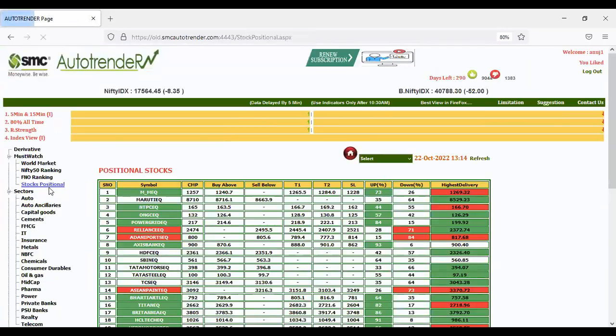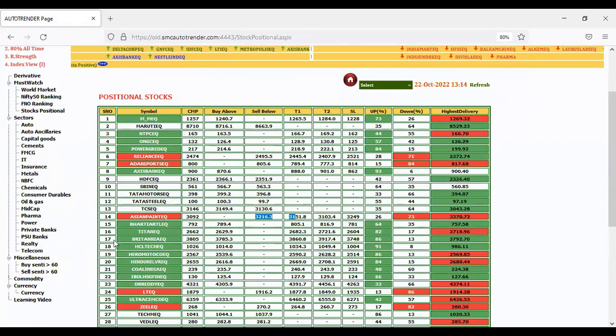Stock positional talks about only Nifty 50 stocks, with buy above and sell below levels. For M&M, you take the buy above level, and for Reliance right now it is sell below, Adani Ports it is sell below, Asian Paints it is sell below. So this is how you can filter the stocks. Keep the stop loss in mind, and the target in mind. Stop loss is also given over here. Every stock has a defined stop loss, so you can look at those stop losses as well.